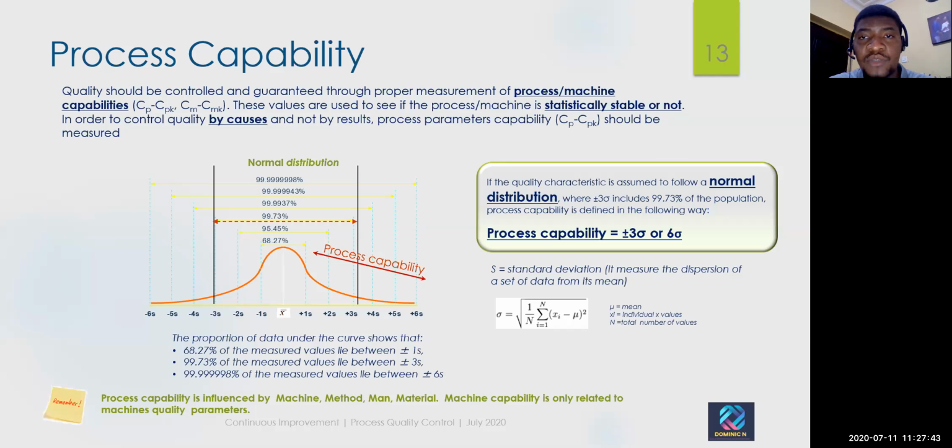So there are values that we need to use to check if our processes are statistically stable, if our readings or our values are within specification. My advice would be this: when you want to use process capability as an input, it is good that you use it to monitor. There are many inputs to a process, so it's better to start from the very first input. So I'll give you an example.